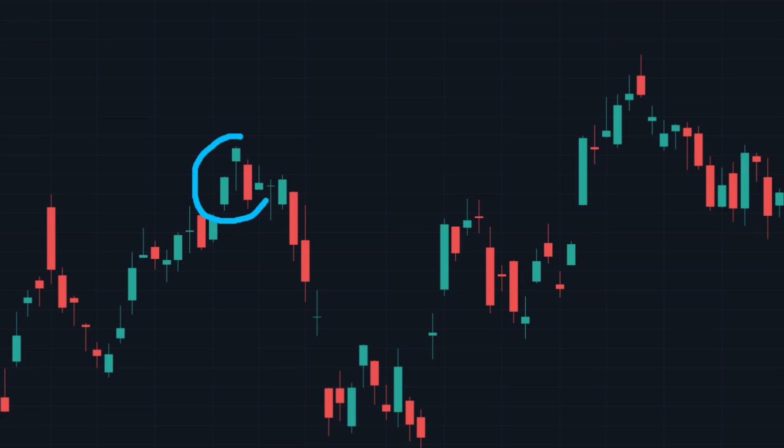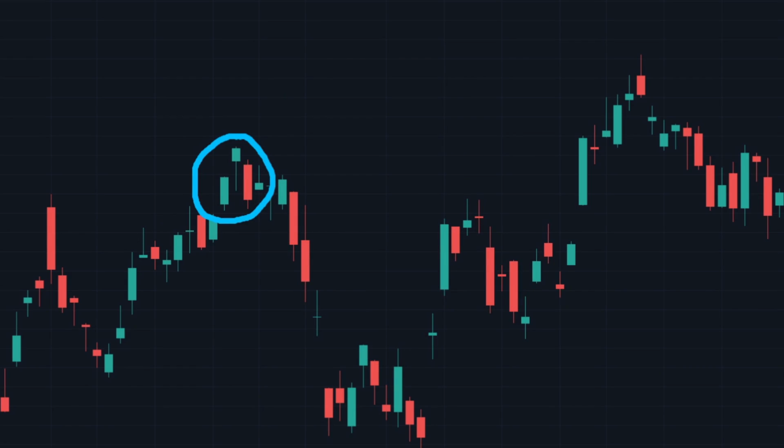This 3-candle candlestick pattern is what we call an evening star pattern. In this video, we're going to take a look at what the evening star is, how it looks, and why it is important in trading. So, guys, without further ado, let's get started right away.